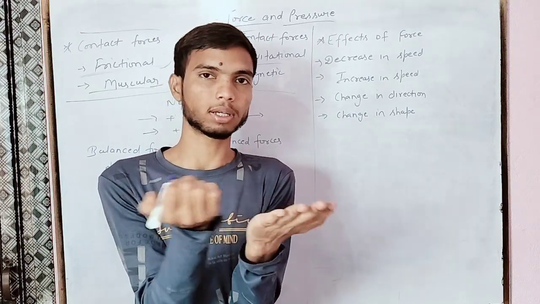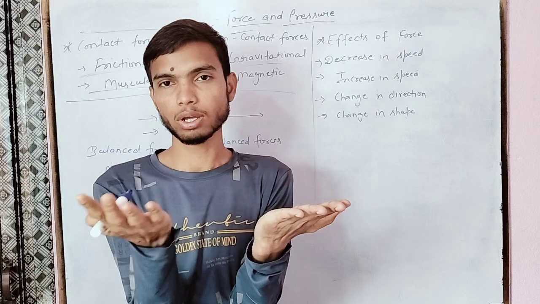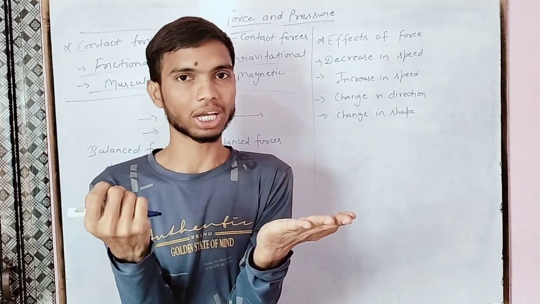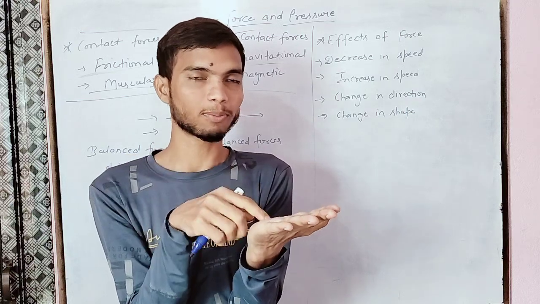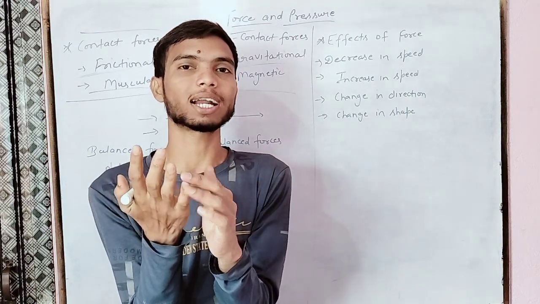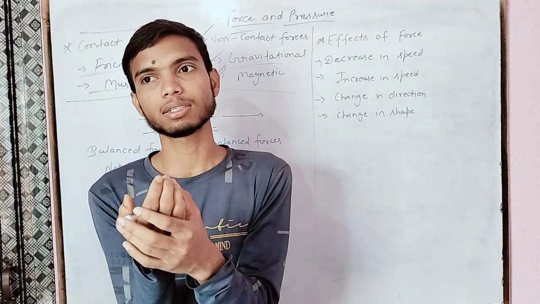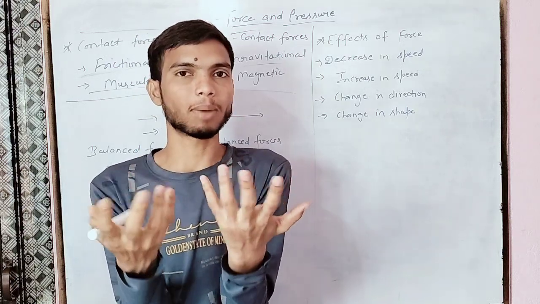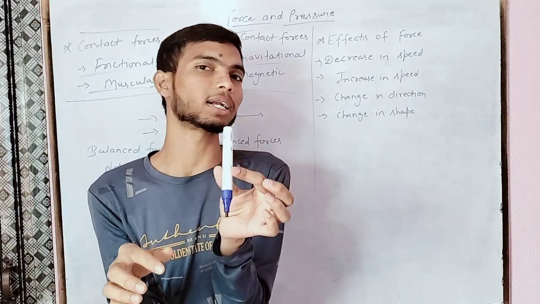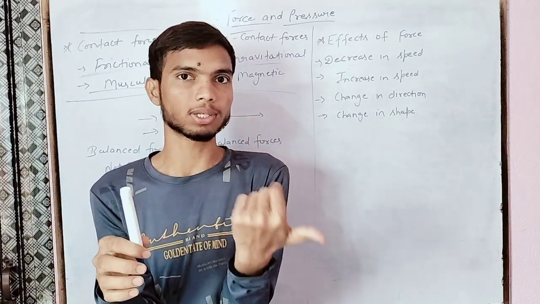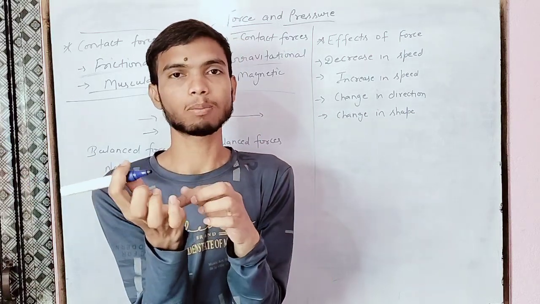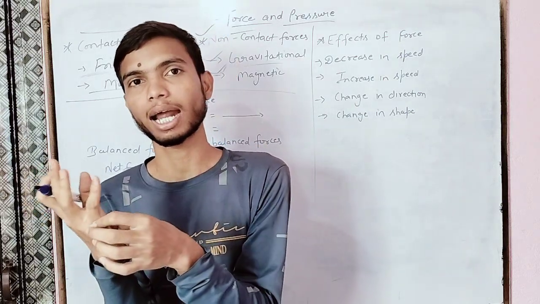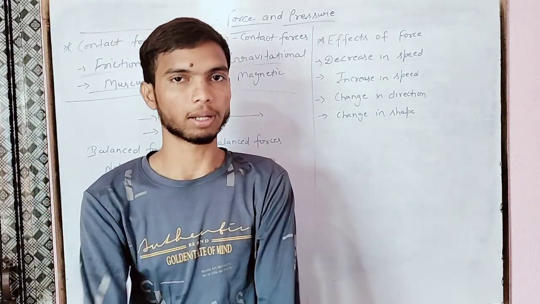A magnet will attach this magnetic material. Here we will not apply any kind of external force, but this magnet will attach this magnetic material. As you know, a magnet attracts magnetic material, not non-magnetic material. For example, this is a non-magnetic material. Iron is a magnetic material. So if we keep a magnetic material here, then this magnet will attract this material.